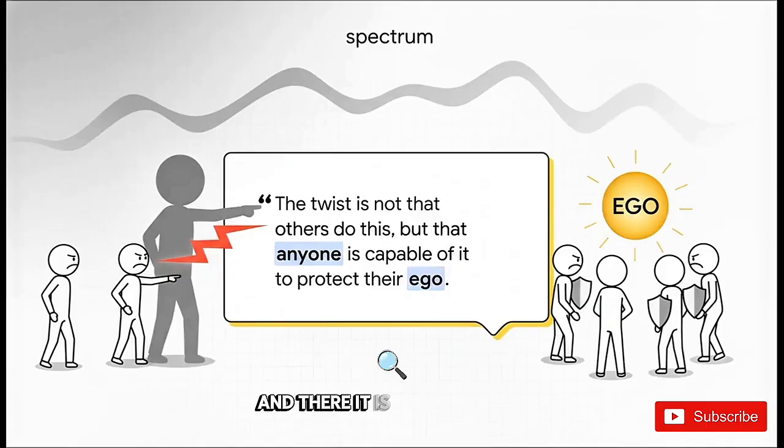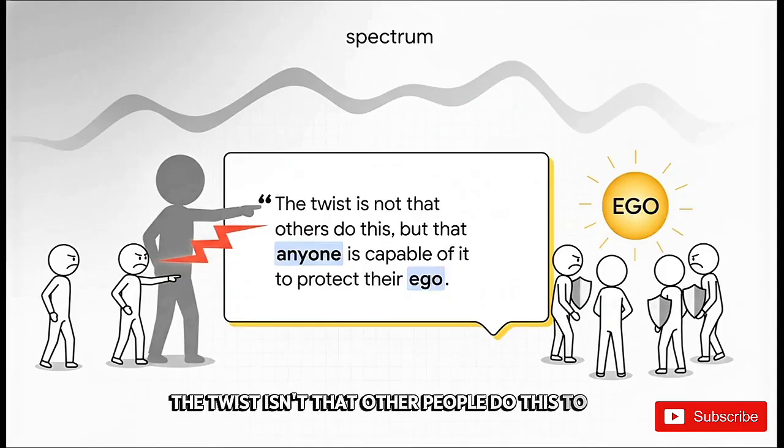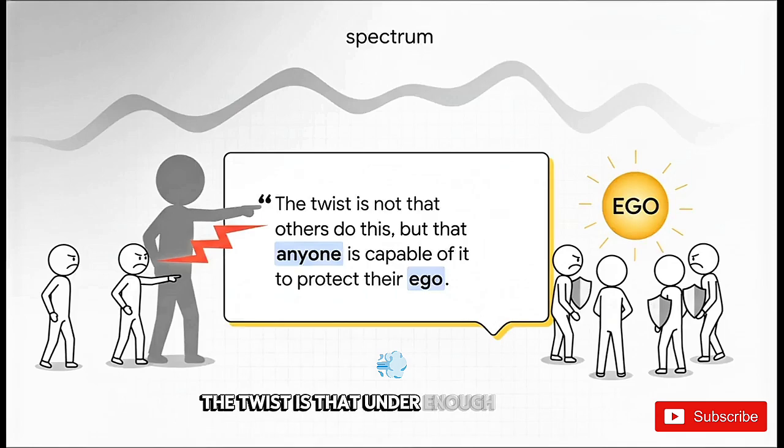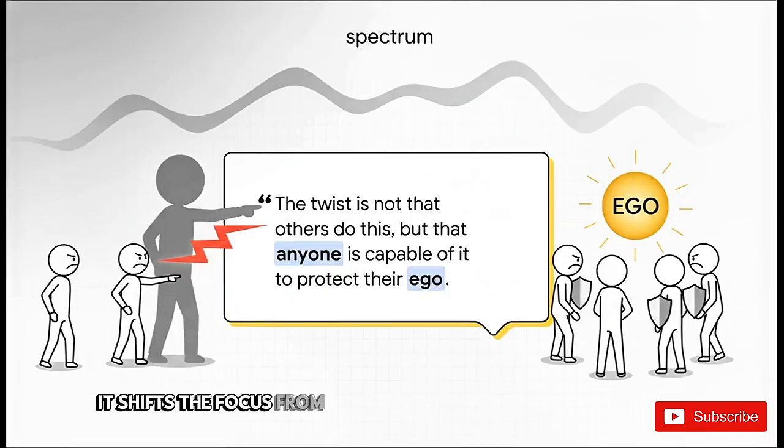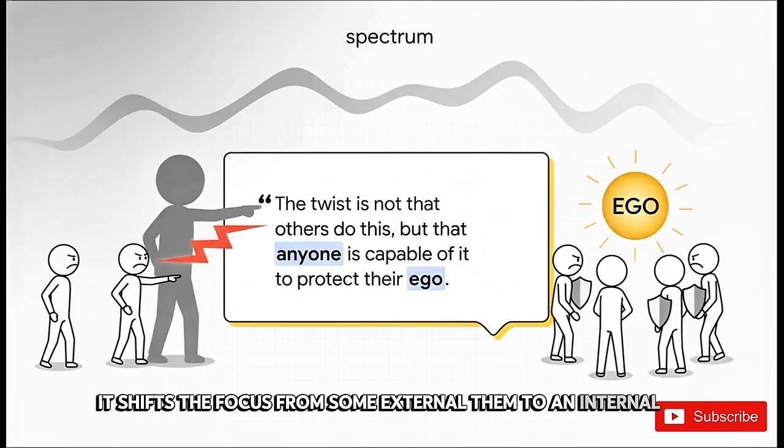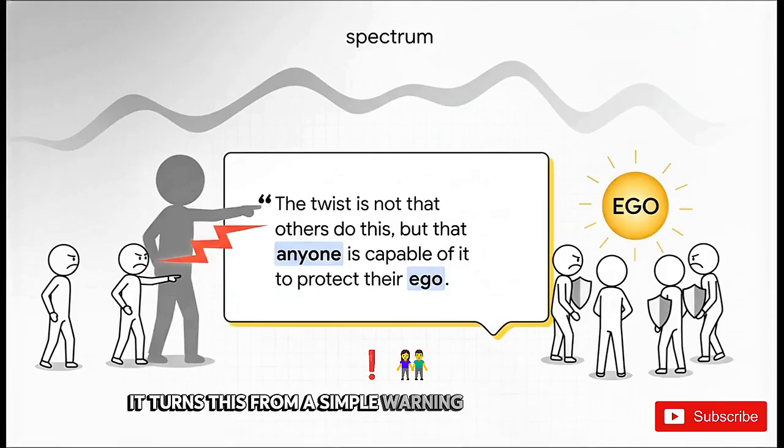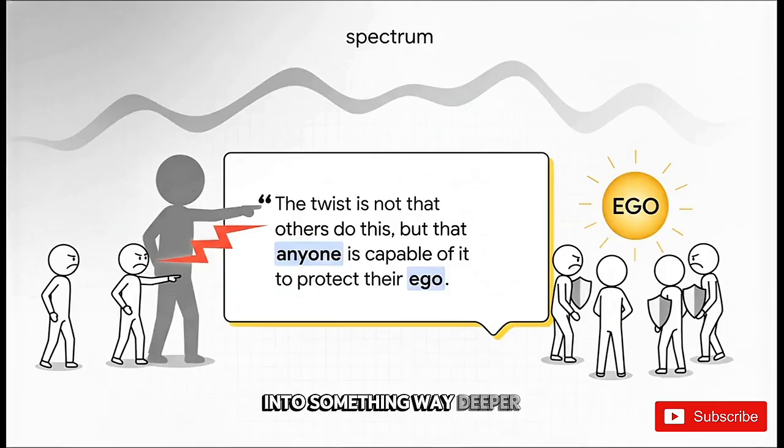And there it is, the big reveal. The twist isn't that other people do this to us. The twist is that, under enough pressure, any of us could do a milder version of this just to protect our own ego. And that changes everything. It shifts the focus from some external them to an internal us. It turns this from a simple warning about other people into something way deeper, an insight into human nature itself.